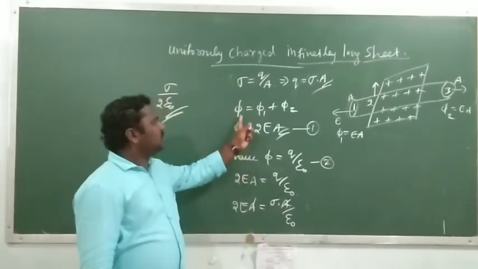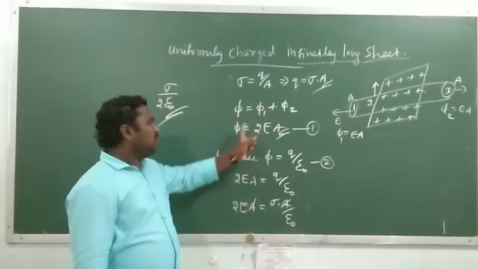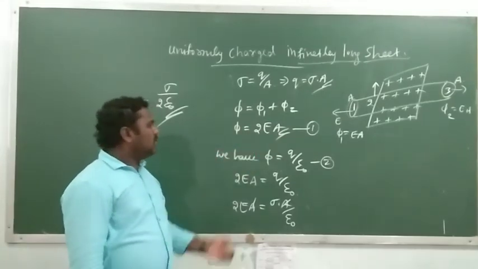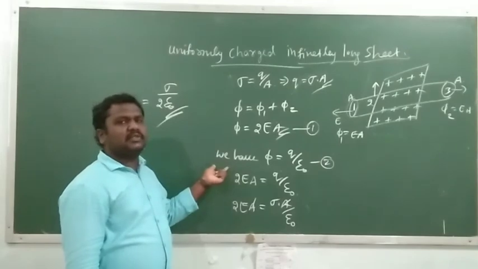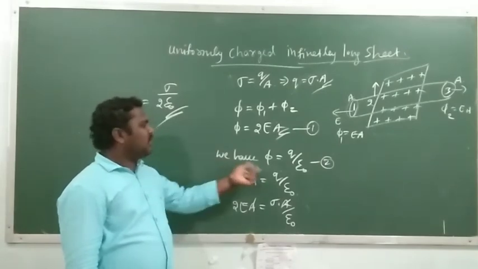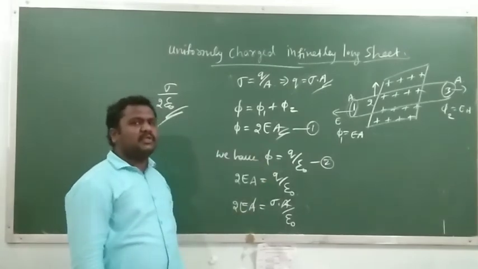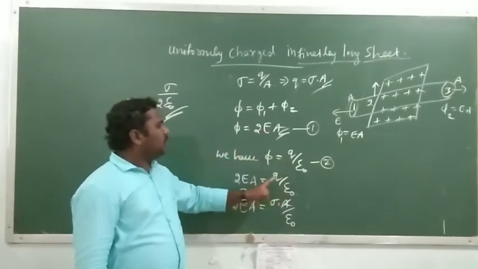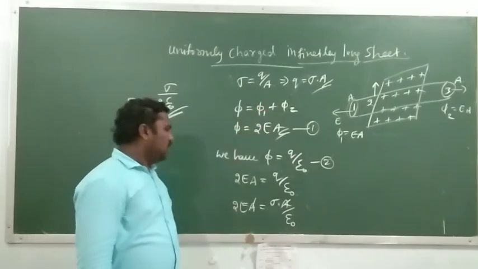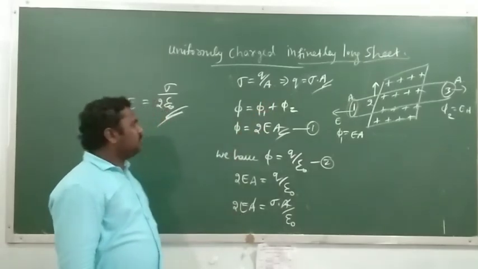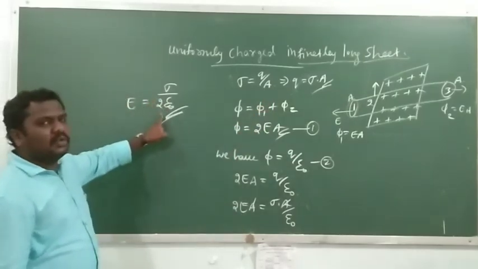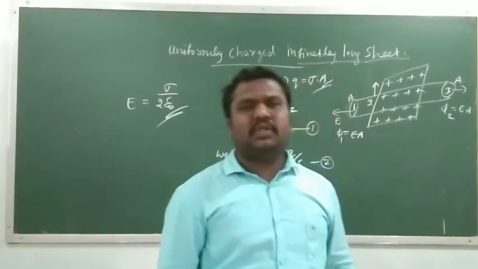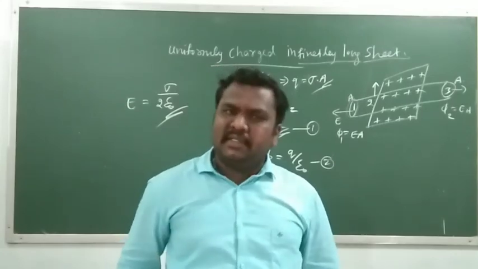The total flux phi is equal to phi 1 plus phi 2. We got phi is equal to 2 EA. That is equation number 1. So now after that we have to consider Gauss law. That is, by Gauss law, phi is equal to Q by epsilon. That is equation number 2. And we got 2 EA is equal to Q by epsilon, where Q is sigma into A. And finally we got the expression for electric field, that is sigma by 2 epsilon naught, where sigma is the surface charge distribution or surface charge density.